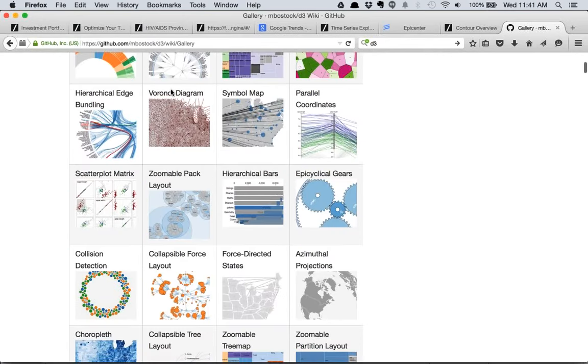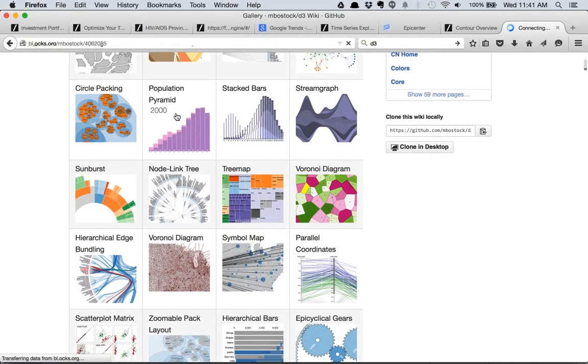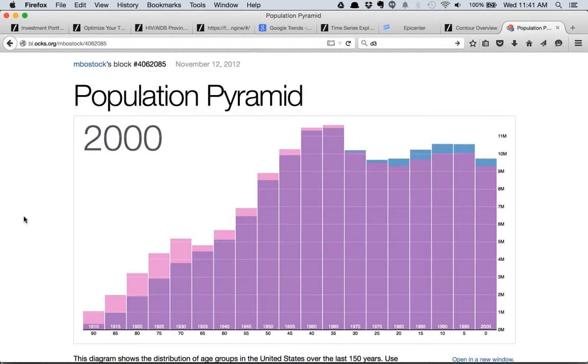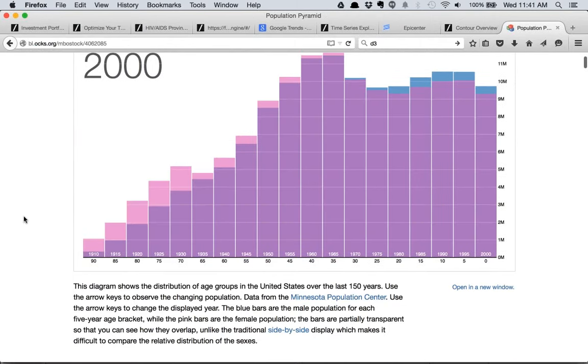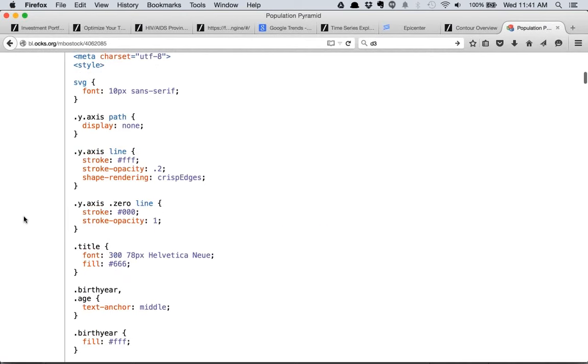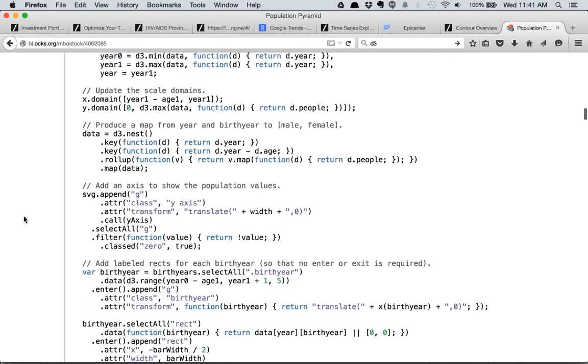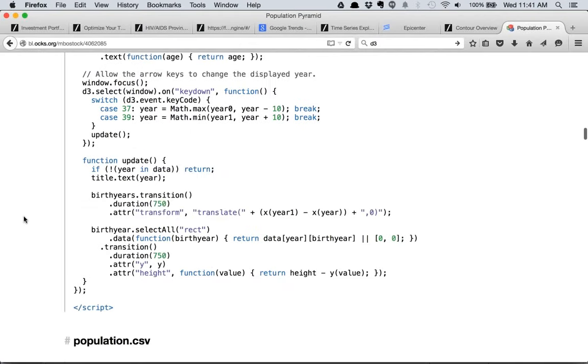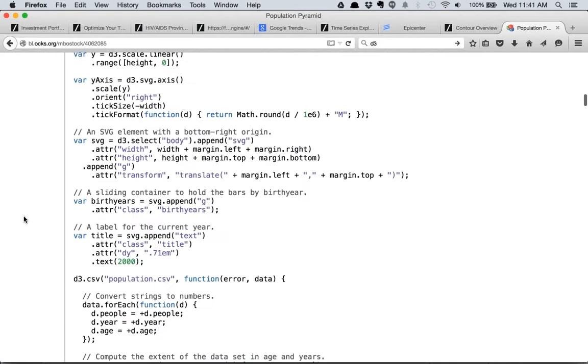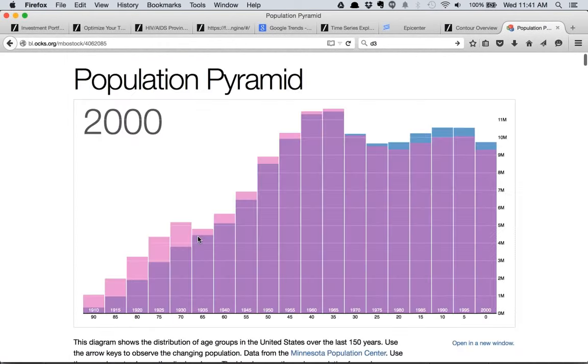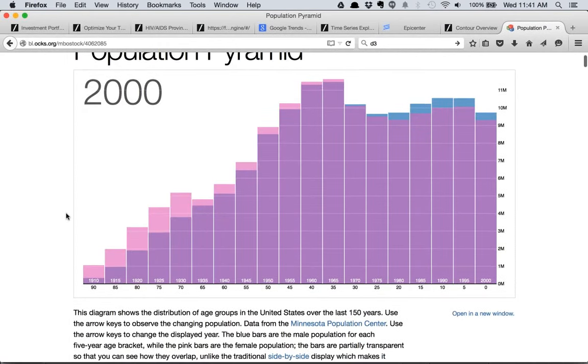So let's just find an example of something that looks simple. Let's say this population pyramid here. That's a pretty simple chart, and it looks pretty nice. If you look at the code for this, it's a little bit complicated. It's kind of a lot to do a bar chart, right? There's a lot of code there for something that seems like it should be fairly simple. And granted, this is a somewhat sophisticated bar chart. I think it has some interactions in it that are cool, but it's still a lot of code for that.